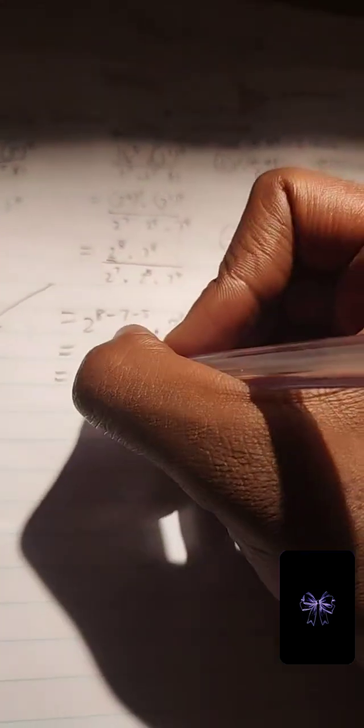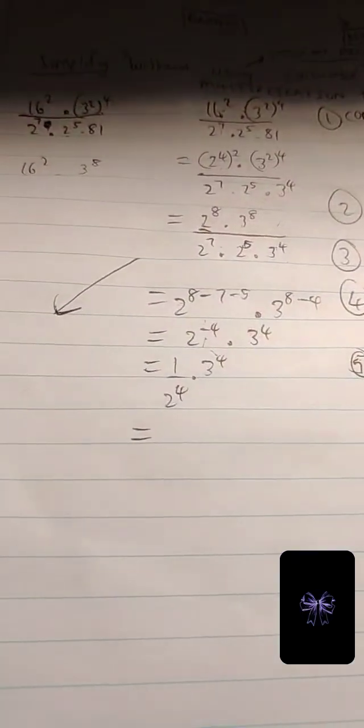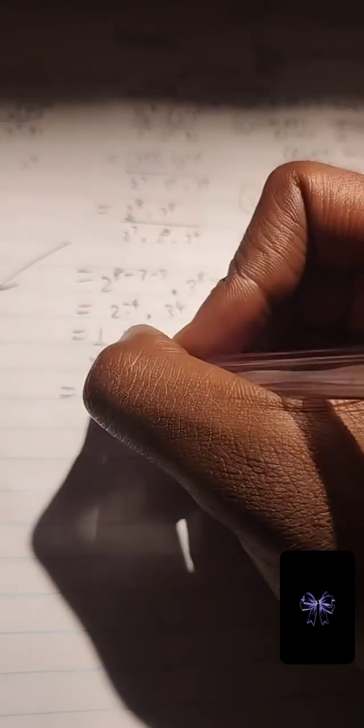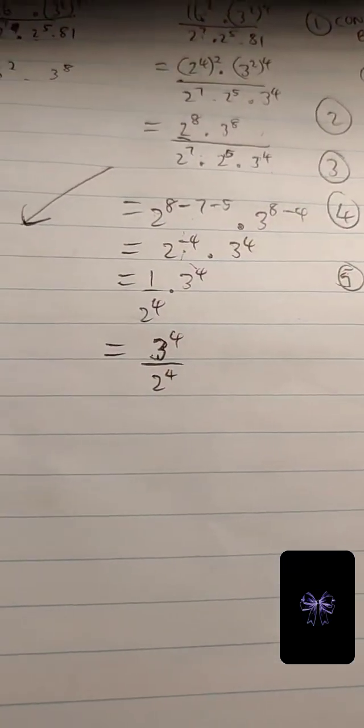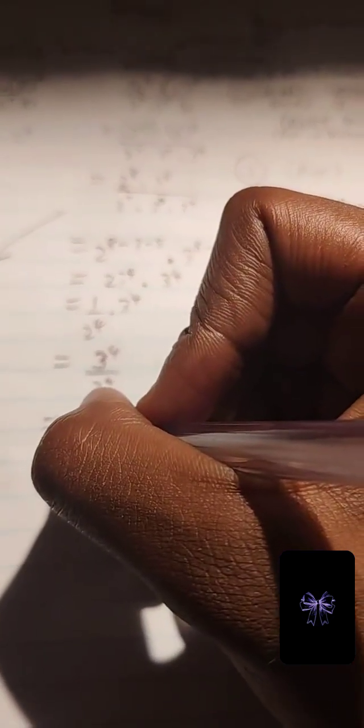Meaning we are going to have to say 1 over 2 to the exponent of 4 multiplied by 3 to the exponent of 4, which finally gives you what? 3 is going to be 3 to the exponent of 4 divided by 2 to the exponent of 4, and then that's going to be 81 over 16.